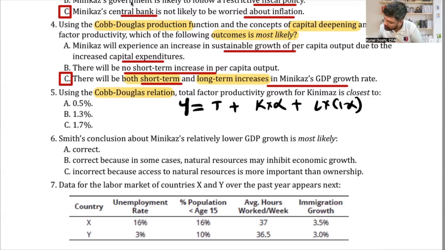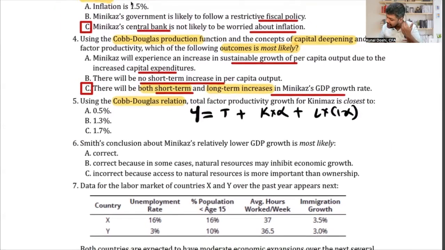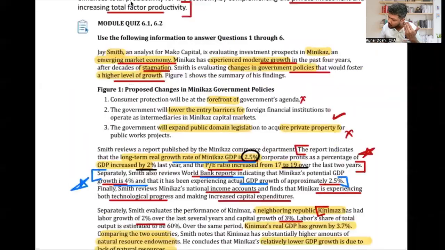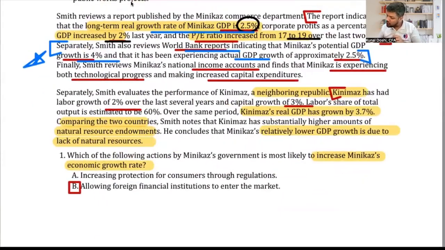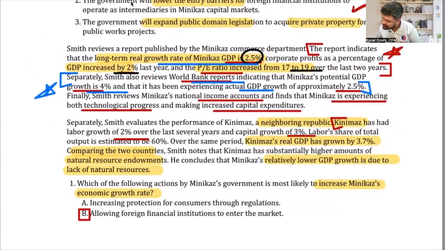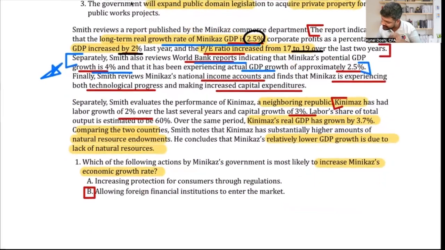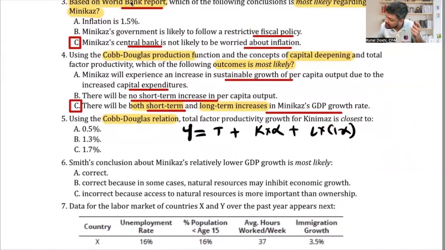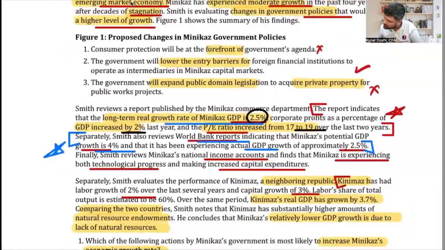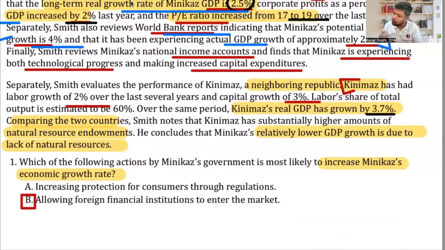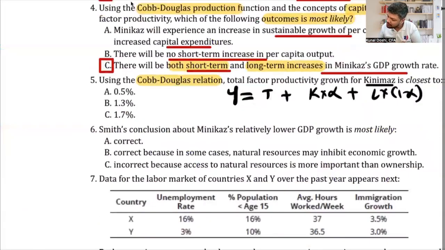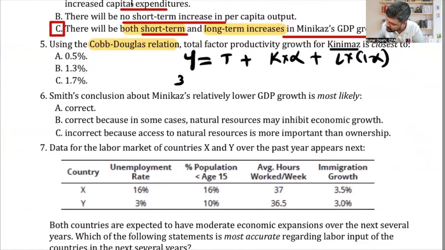Okay, so they are saying total factor productivity for Kinemas is closest to... Let us understand all the components that we have. Y equals... yes, we do have some of the information they have given here. Do we have the increase? Yes. Remember, they have asked about the other country, Kinemas. So for Kinemas, the GDP is going to grow by 3.7%. Okay, everyone, we have the information that the GDP will grow by 3.7 percent. We are looking for total factor productivity.